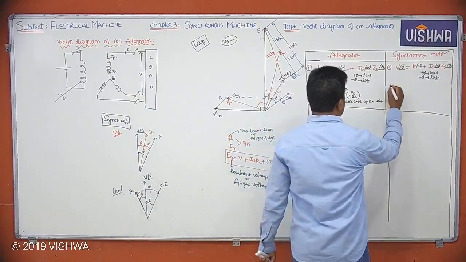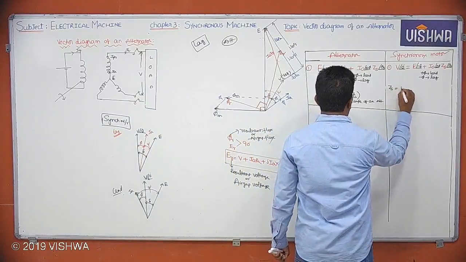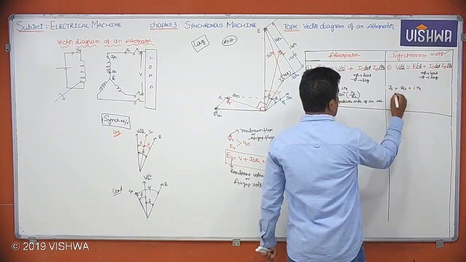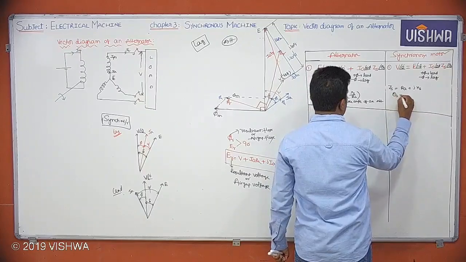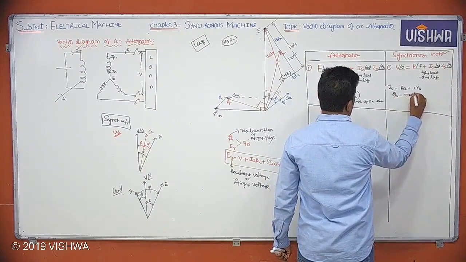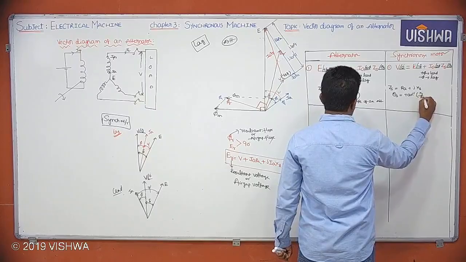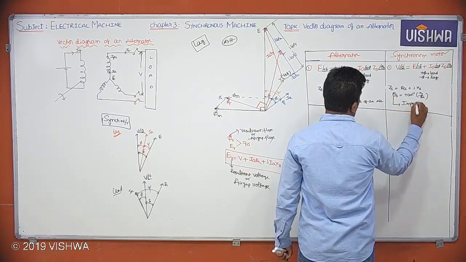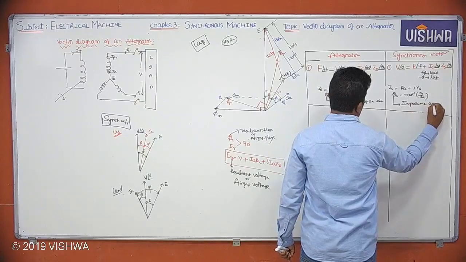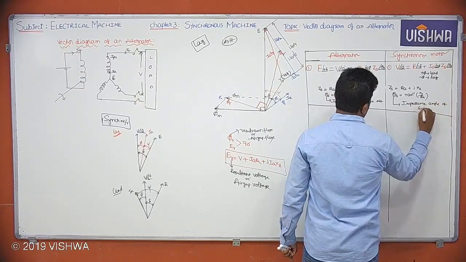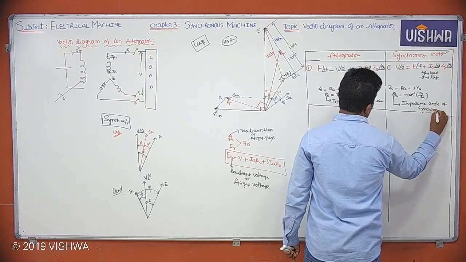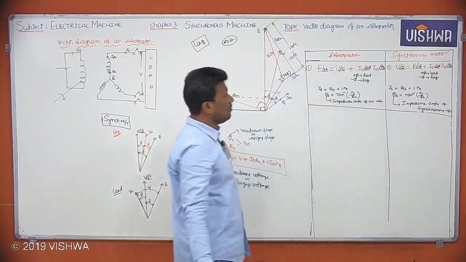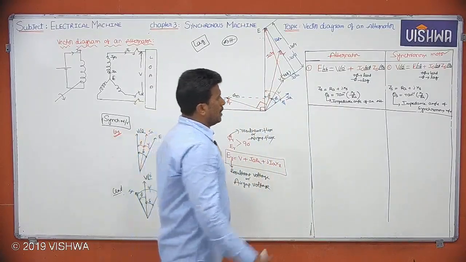Now, what about ZS? ZS is equal to, I told you, RA plus jXS. From this, theta is equal to how much? Tan inverse of, as usual, XS by RA. Theta S means the impedance angle of synchronous motor. Okay, this is formula number 1. Next, formula number 2.